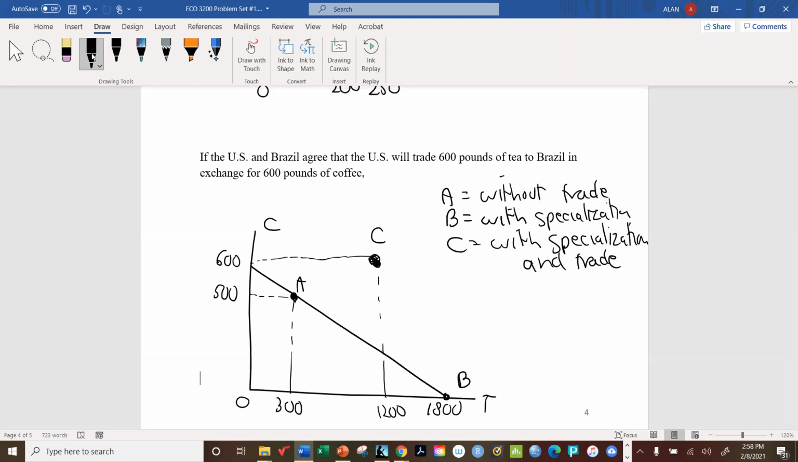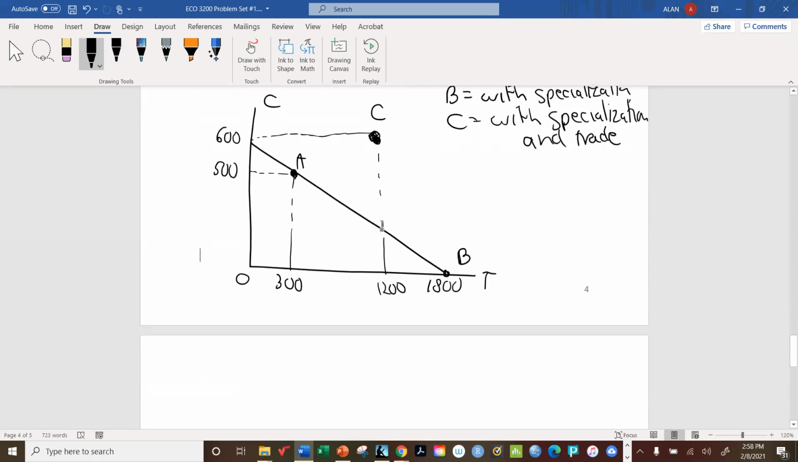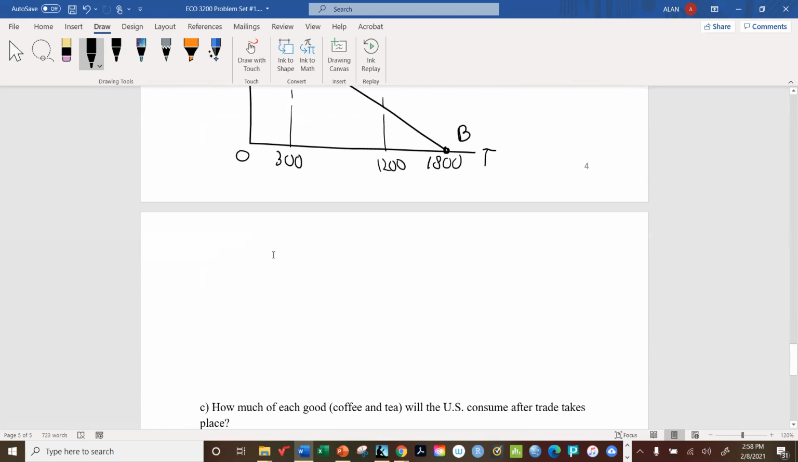Now, it should be pretty clear that we've somehow found ourselves outside of the production possibilities curve. Now, you might recall from our discussion about this that with specialization and trade, the U.S. has reached a point that was not feasible without trade.